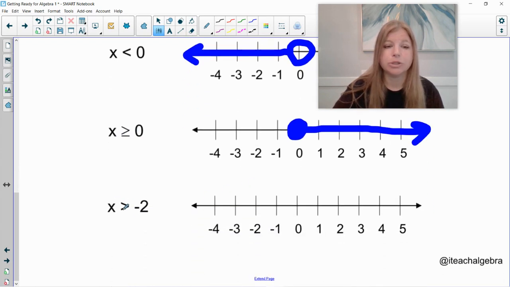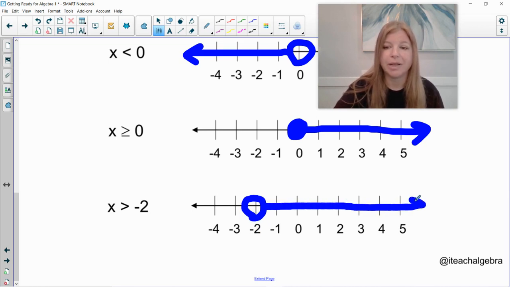Last one, x is greater than -2. So is -2 greater than -2? No. So I put an open circle because that's where they start. All the values that are greater than -2 are all to the right of -2. All of these numbers here that I'm coloring over are definitely greater than -2.